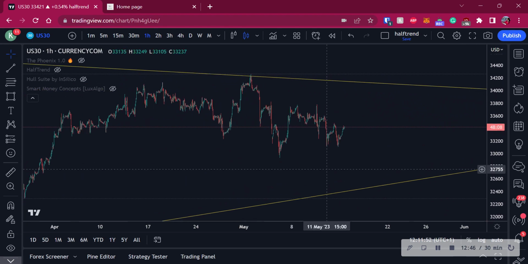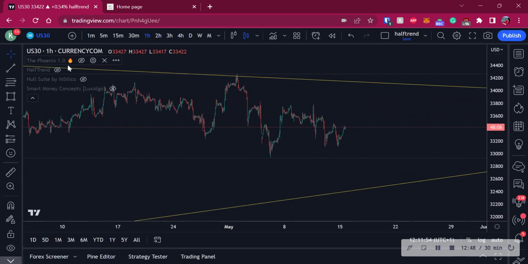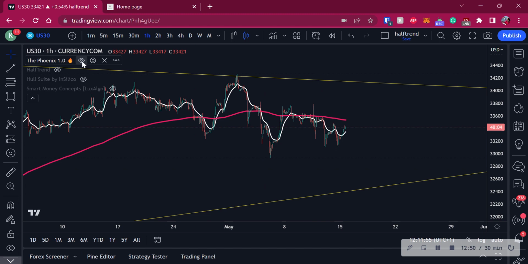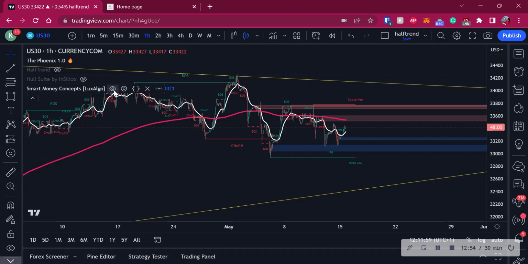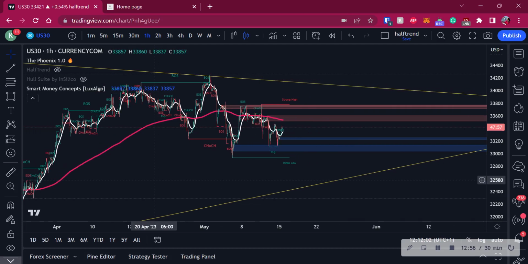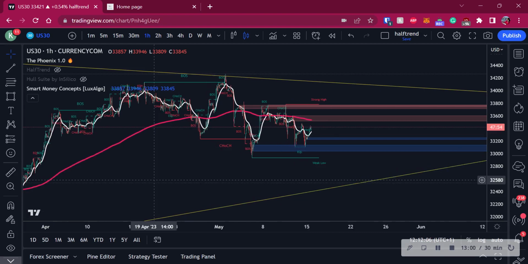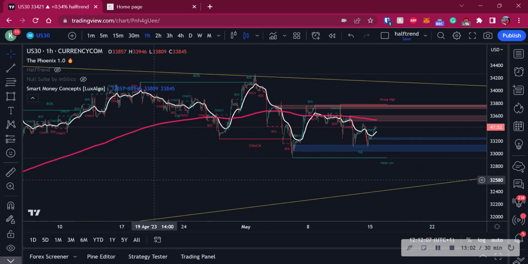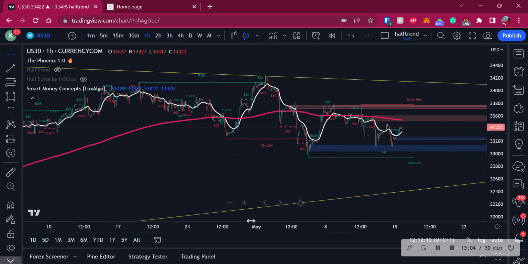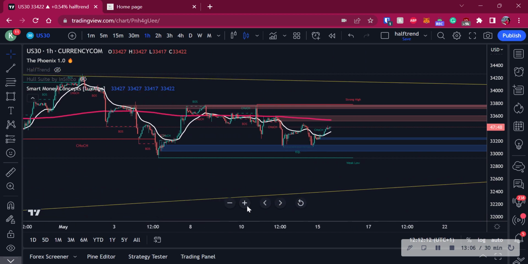Okay, so at the moment right now, I'm going to turn on the Phoenix. So we have a downtrend, right? Clearly, just based on the 200 moving average. I personally feel like I am struggling to really see what I think price could do, because I think that there's liquidity to grab on both sides, if that makes sense, guys.